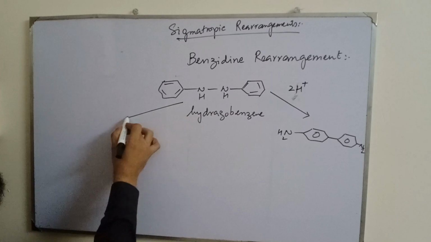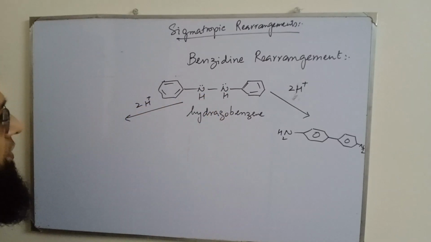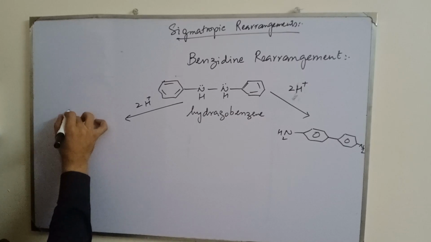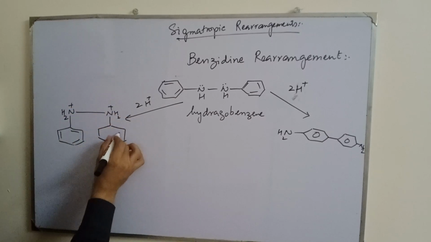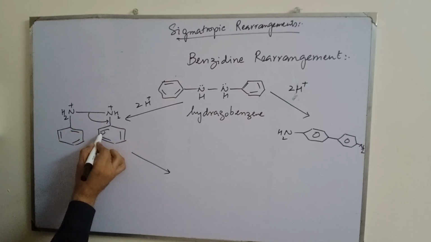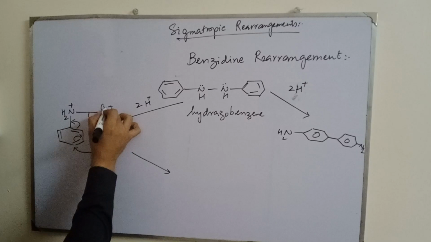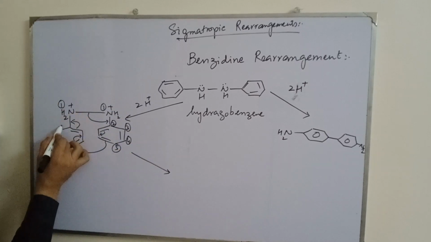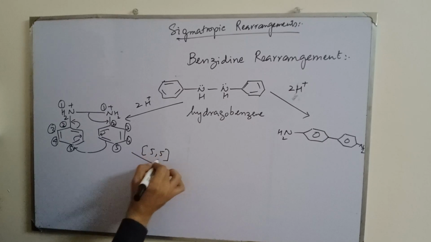So what is the mechanism? In the first step, because we have two nitrogens with lone pairs, two protons would add, each nitrogen would get a proton, and we would get NH2 positive, this one. And in the next step, this bond would break, shift here, this would shift here, this would attack here, this would shift here, and this would shift here. So if we number it, this is 1, 2, 3, 4, 5. Here again, 1, 2, 3, 4, 5. So this is a 5-5 sigmatropic shift.